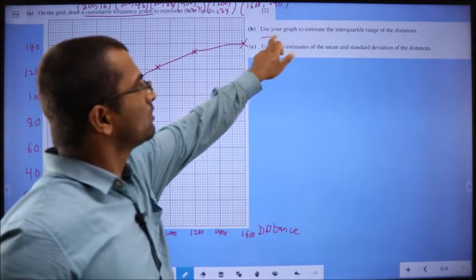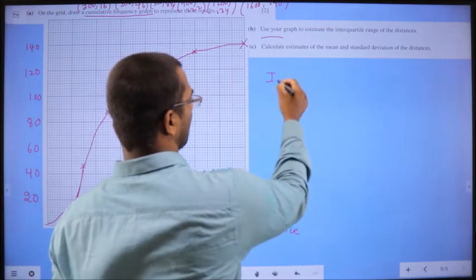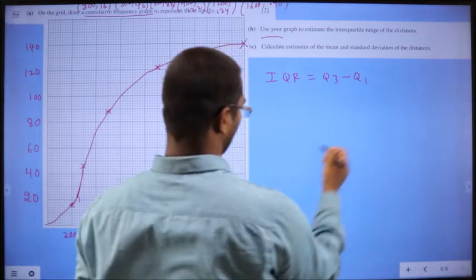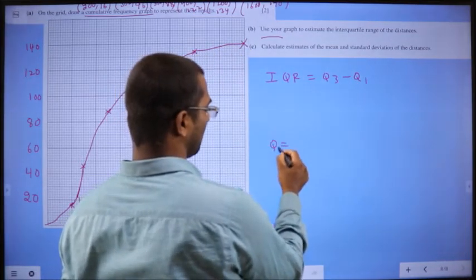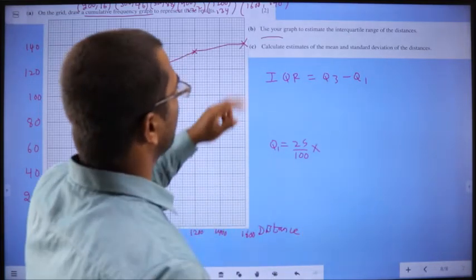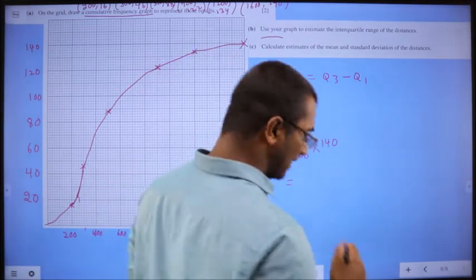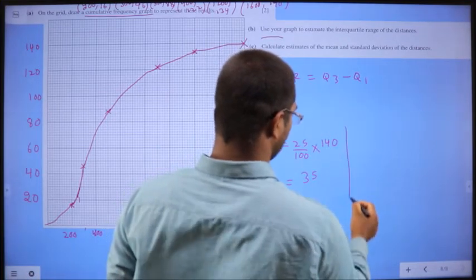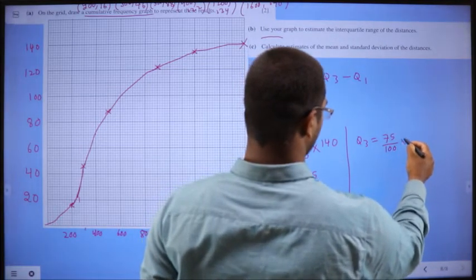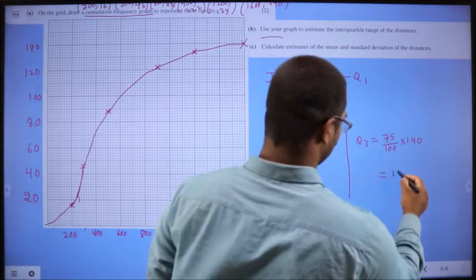B1. Use your graph to estimate interquartile range of the distances. Interquartile range is equal to Q3 minus Q1. So now Q1 equal to 25% of the total, which is 140. So if you put this in the calculator, you get 35. Same way Q3, 75% of the total. If you put this in the calculator, you get 105.